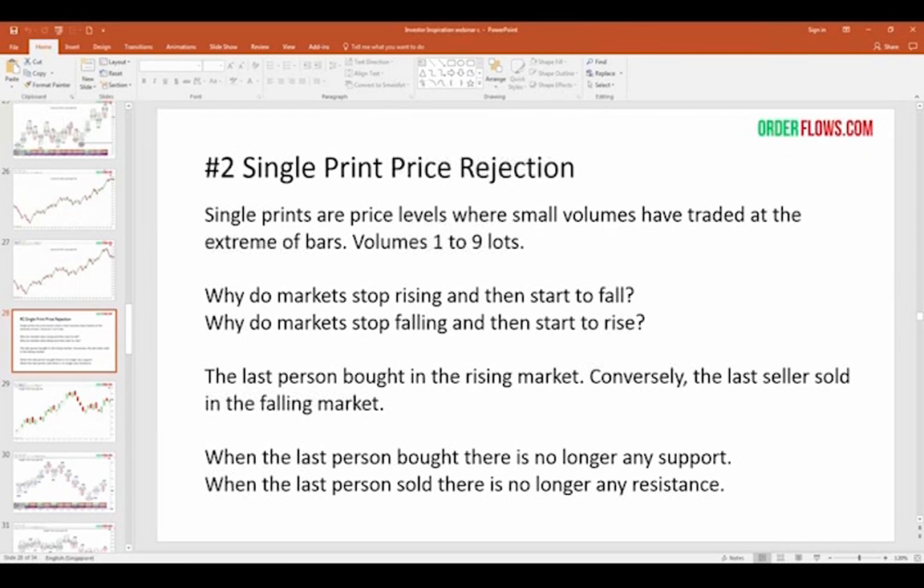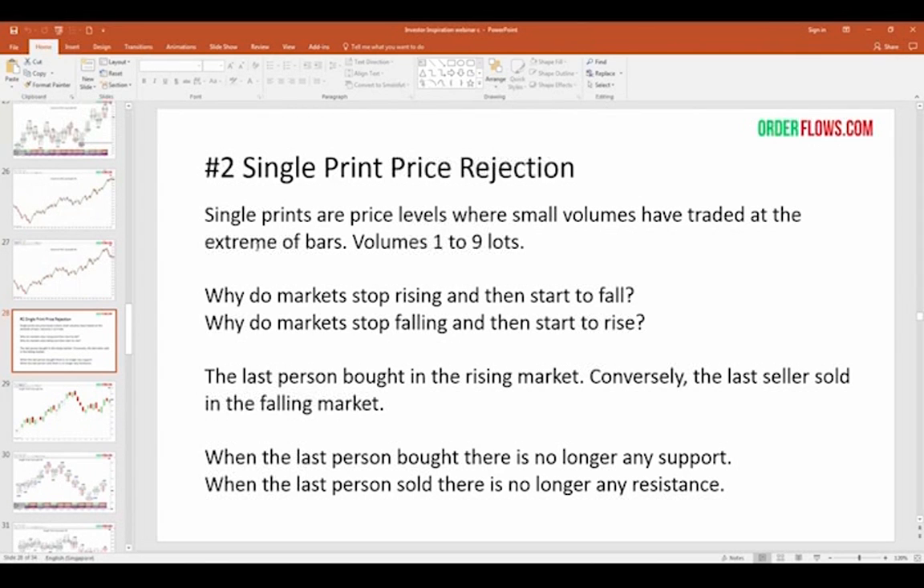Single prints are price levels where small volume levels have traded at the extremes of a bar. What I mean by single print is volumes between 1 and 9. 1 is a single print, 2 is a single print, 3, 4, 5, 6, 7, 8, 9. It's a single print, and I'll show you what it looks like on a chart.